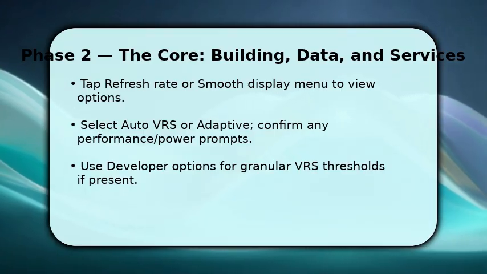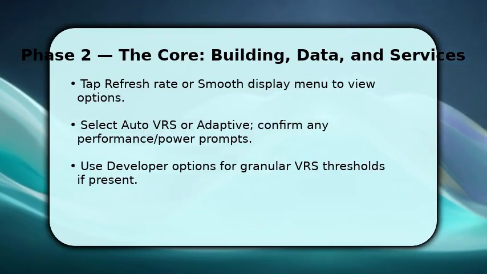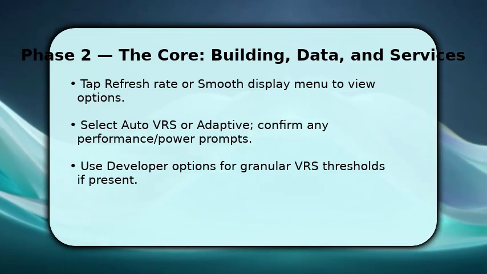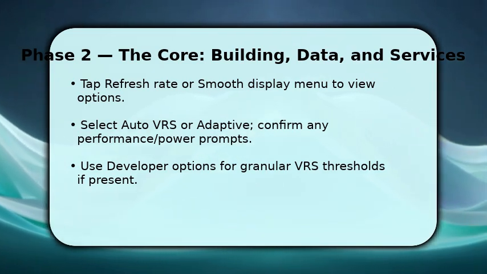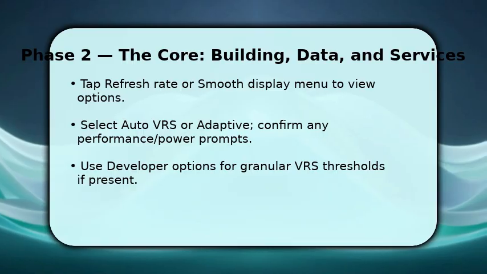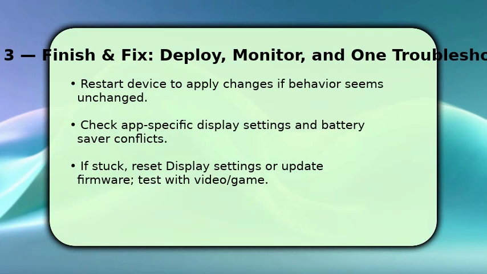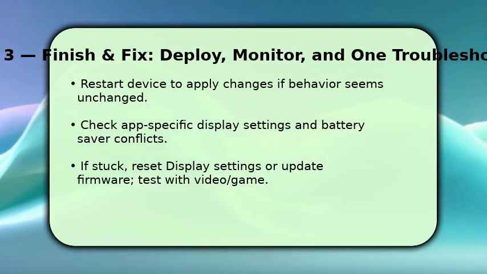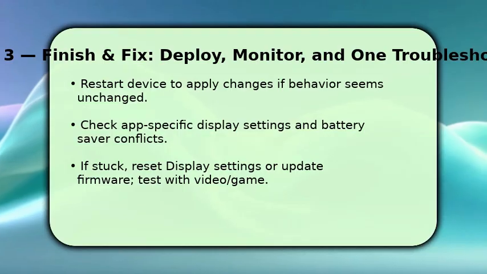If you need finer control, return to Developer Options and adjust VRS thresholds or animation scales. Once set, the phone adapts frame rate automatically based on apps and motion. You finish by restarting the phone so Auto VRS applies across processes. Sometimes a reboot makes the change visible.